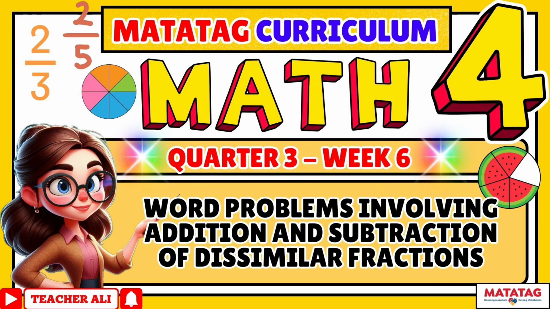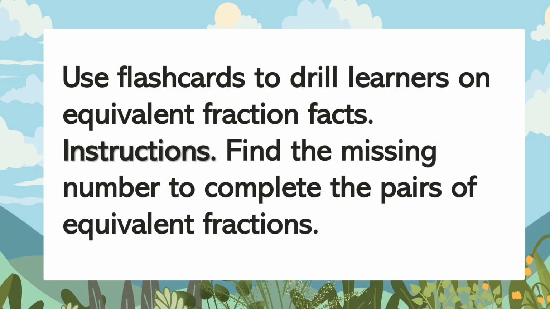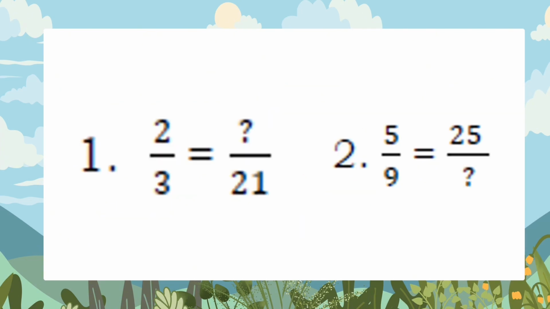Matatag Curriculum, Math, Grade 4, Quarter 3, Week 6, and our topic is about word problems involving addition and subtraction of dissimilar fractions. Day 1. Let us use flashcards to drill learners on equivalent fraction facts, and then find the missing number to complete the pairs of equivalent fractions.